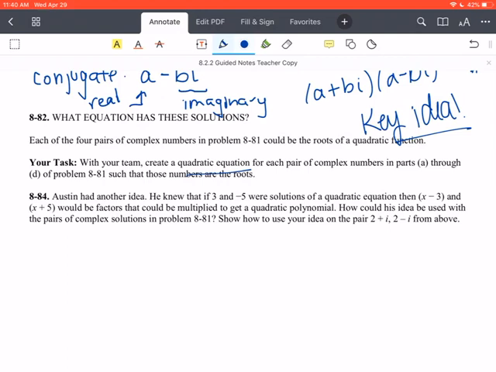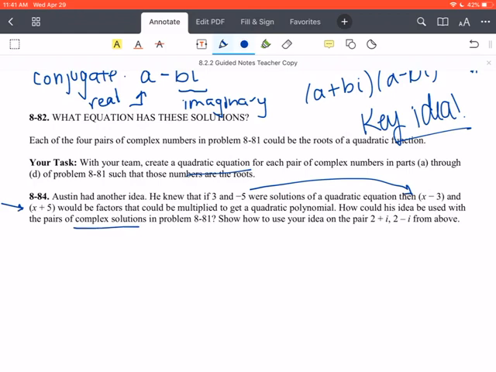Okay, so we're going to think back to what we did in the first section of this chapter. It says Austin's thinking that if he knew, for instance, that 3 and negative 5 were the solutions of a quadratic equation, then in reverse he could say the factors are x minus 3 and x plus 5. Remember doing that a week or two ago with polynomials, and you reviewed that just yesterday on your worksheet. So how could we use this idea when we know, though, that the roots are complex solutions?